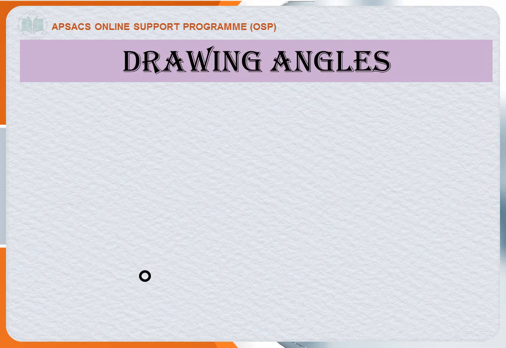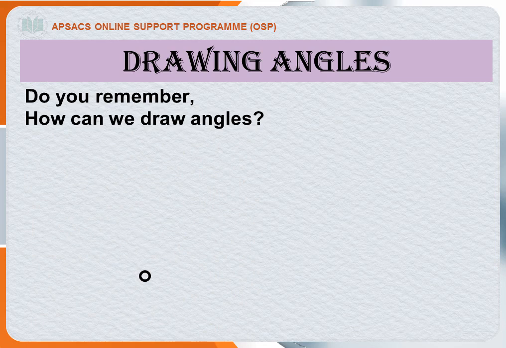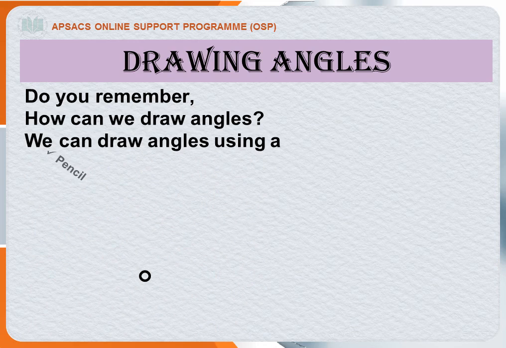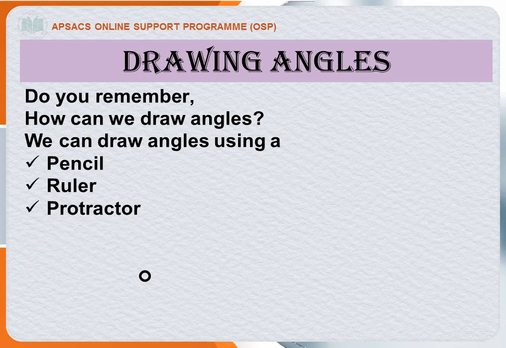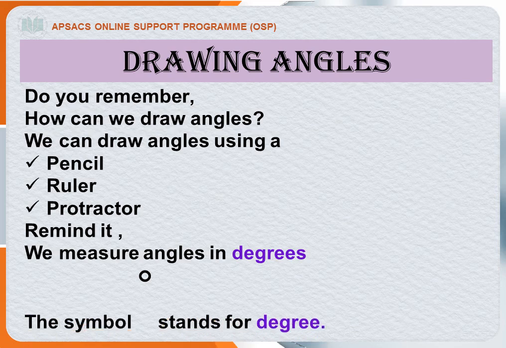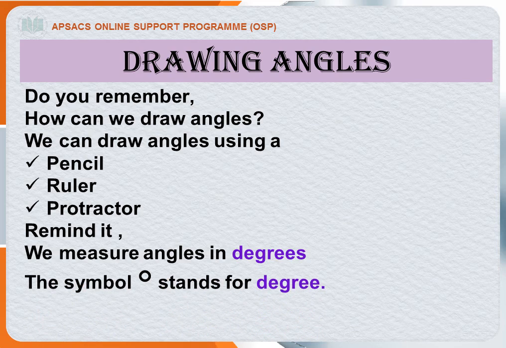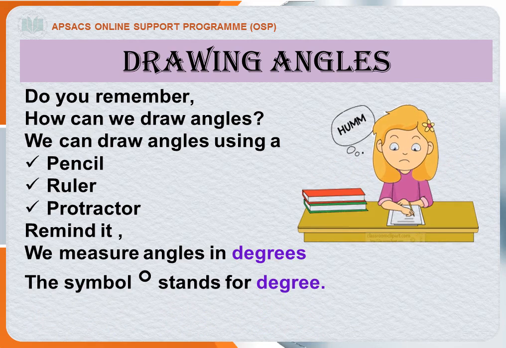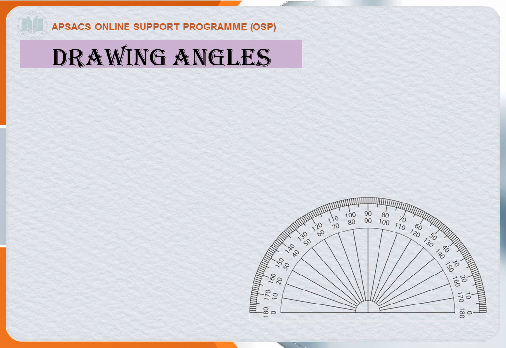Is it clear? Time for the next part of angles, that is drawing angles. It is a subtopic of our main topic. Do you remember how we can draw angles? Yes, we can draw angles using a pencil, a ruler and a protractor. The basic tool used for drawing angles is the protractor. Remember that we measure angles in degrees. Clear? Okay, now start the topic.